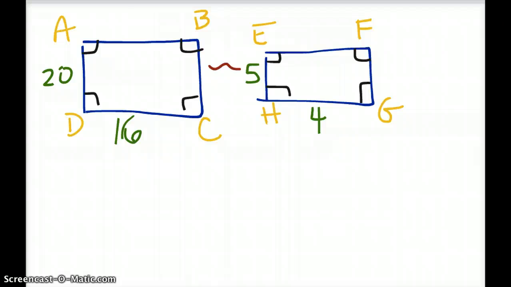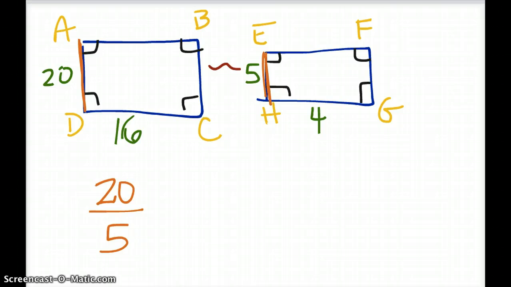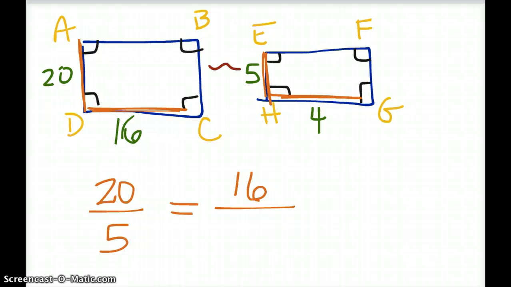Now I'm going to take the corresponding sides, the sides that match up. So AD corresponds to EH. I'm going to take that and write their side lengths as a ratio. So I'm going to put 20 over 5. Those are the sides that match up. If these are similar figures, that should be equal to the ratio of the other sides that match up, like DC to HG. I started with the big one, so I'm going to start with the big one again. DC matches up with HG, which is 4. Now I want to test, are these equal?